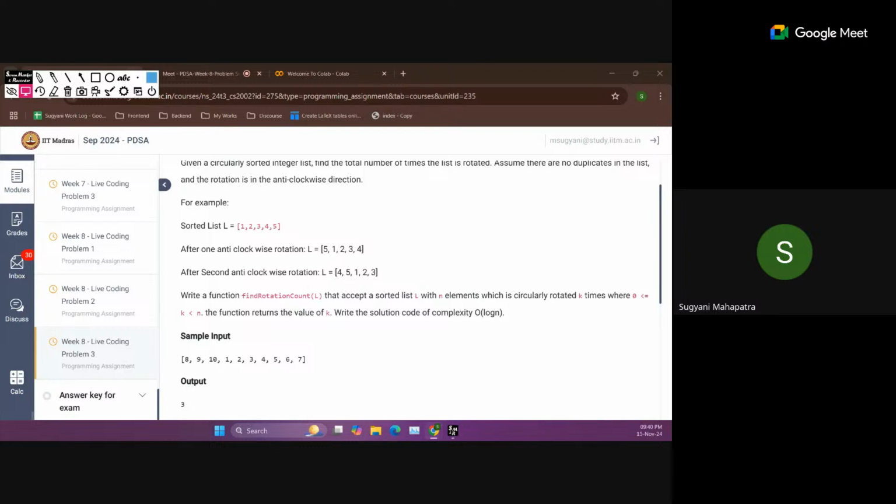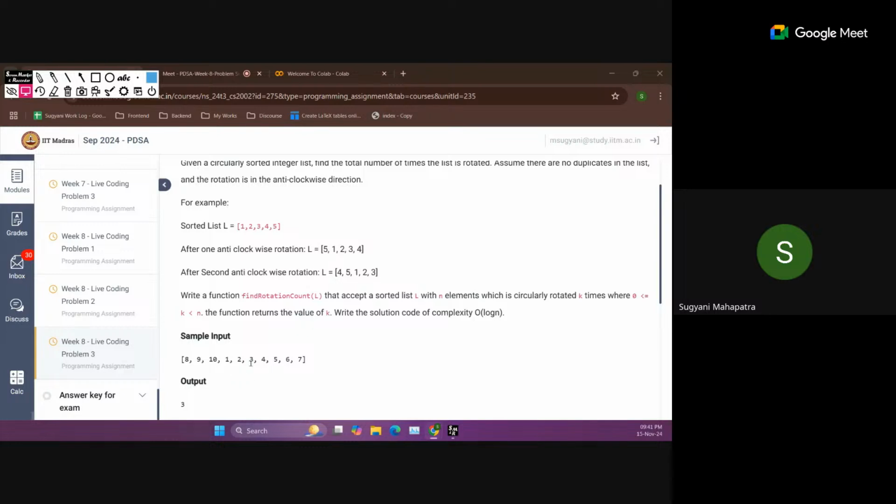Any ideas for that? Ma'am, what we can do is start with a binary search. We check the middle element. Since the list is sorted and then rotated, if it is not rotated, then the middle element will always be greater than its left element and lesser than its right element. But if the middle element is lesser than its left element, then that index gives us the number of rotations. Exactly. Yes, you are correct.